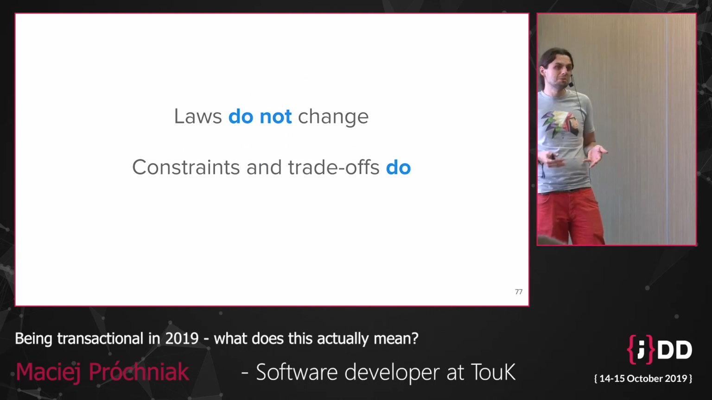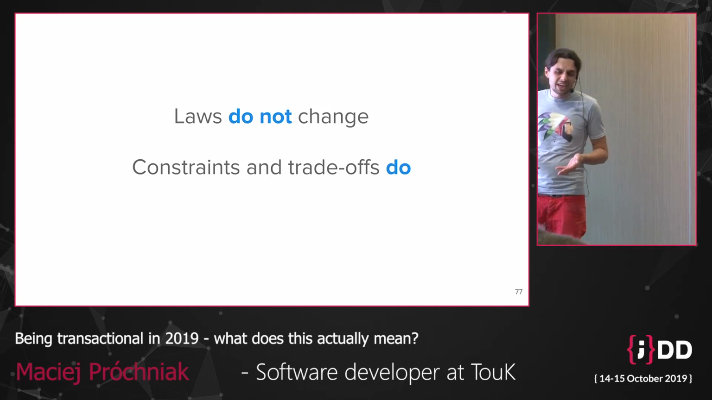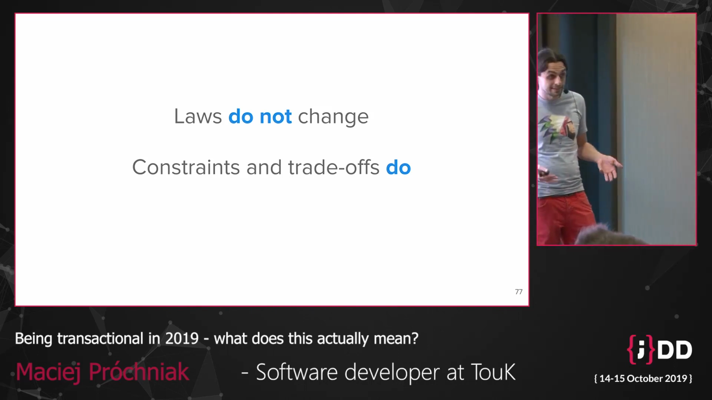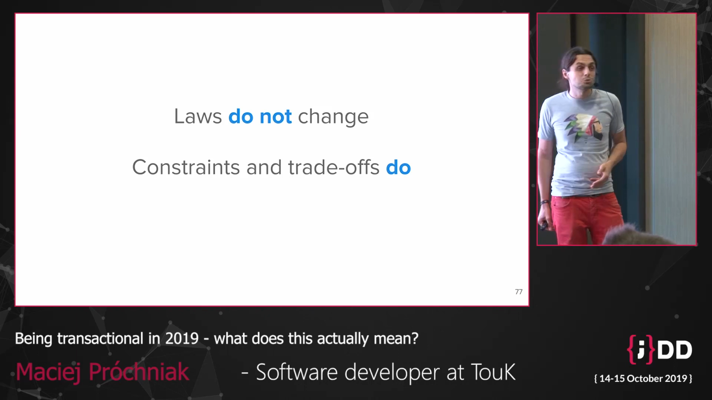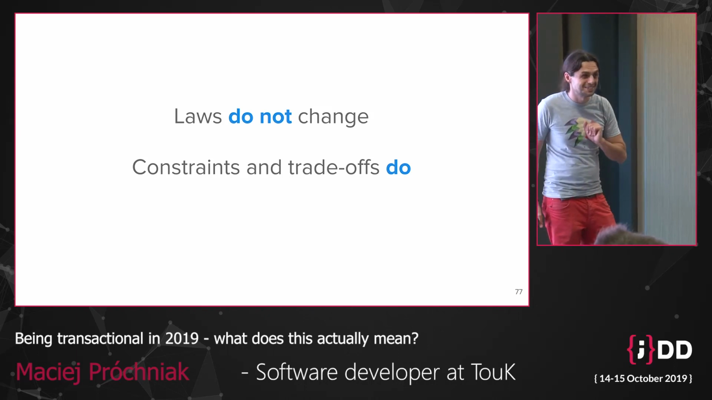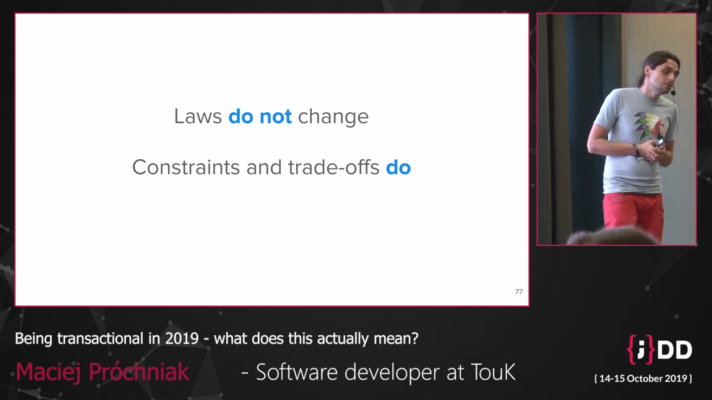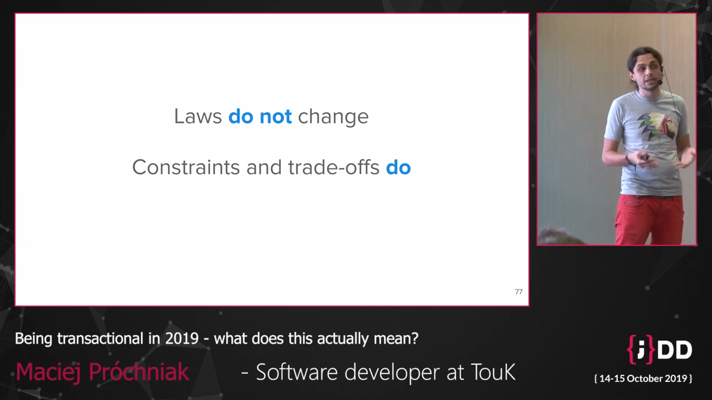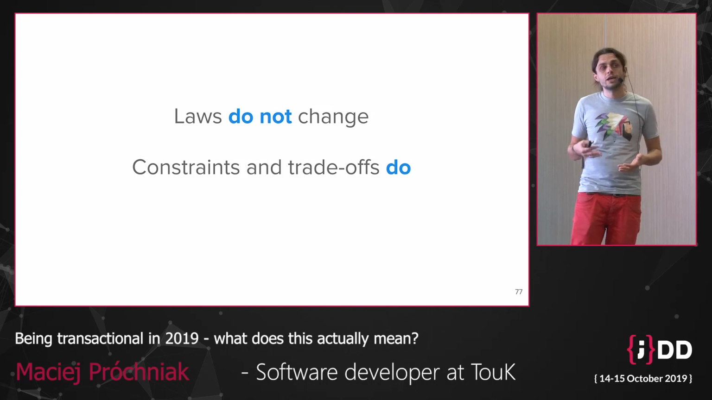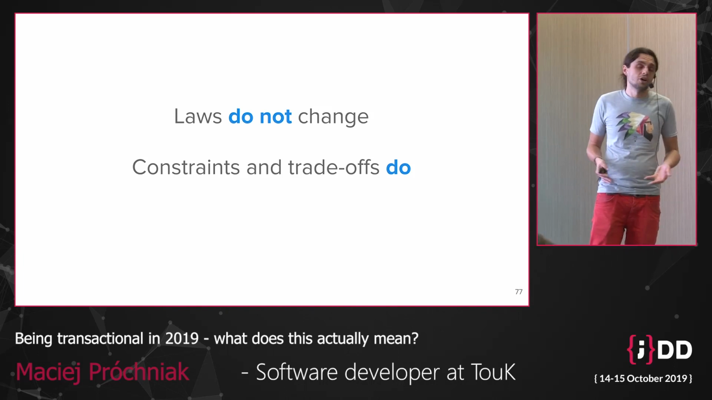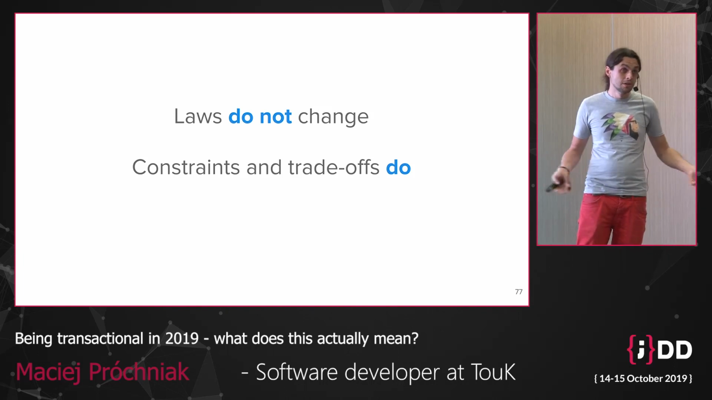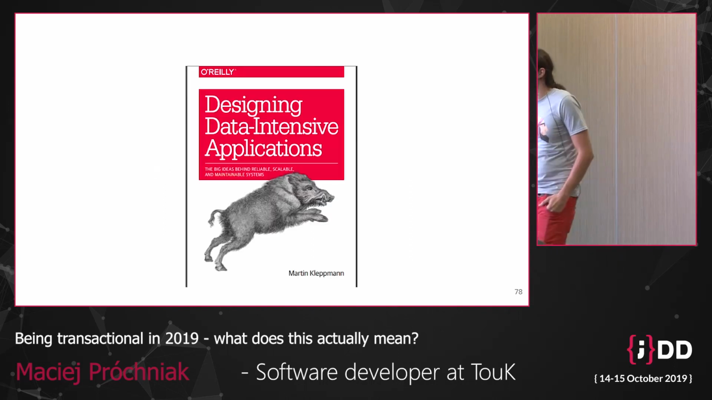For example, the speed of light is a nice constraint on our latency, although I think in Spring 12 probably there will be some annotations to handle that. But constraints and trade-offs do change. And from time to time, it's good to see if the trade-offs that were made a few years ago, a few systems ago, are maybe not so viable, and we have to change our approaches.